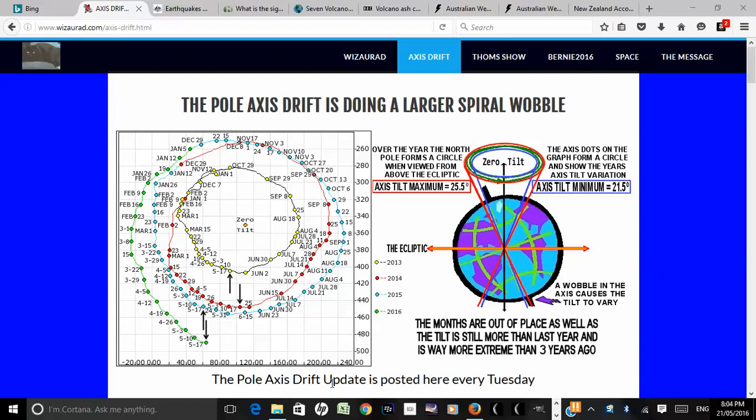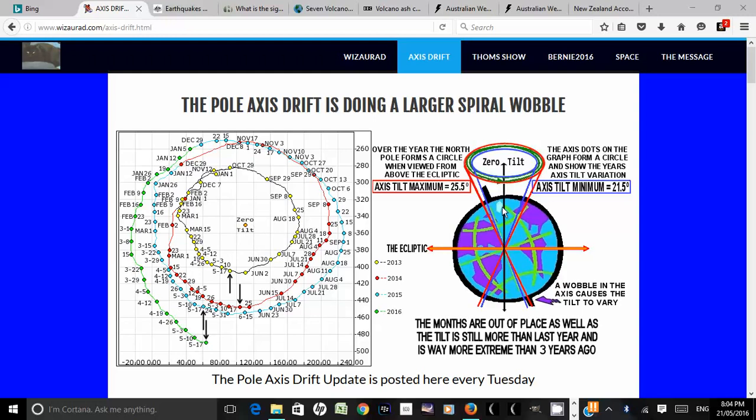A sub sent me an email today and posted this to me and said, have a look at this. Now, this is at a site called wizard.com. The pole axis drift is doing a larger spiral wobble. Now, basically, this model here represents this model here.